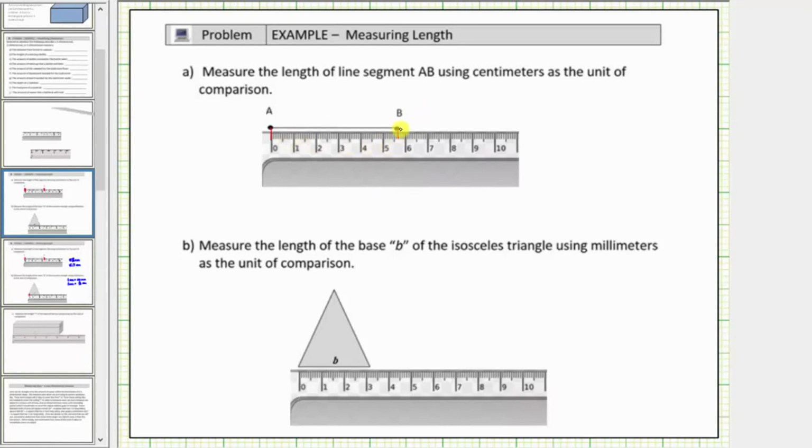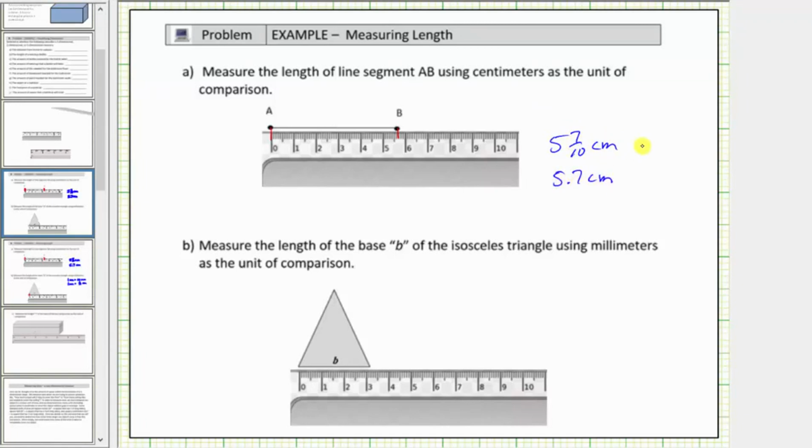So to determine the length, we count out to 5 centimeters, and then count the number of small tick marks out to point B. So there's 1, 2, 3, 4, 5, 6, 7 small tick marks out to point B, which means the length is 5 and 7/10 centimeters, which we can write as a decimal or a mixed number. As a mixed number, we have 5 and 7/10 centimeters. As a decimal, we have 5.7 centimeters.